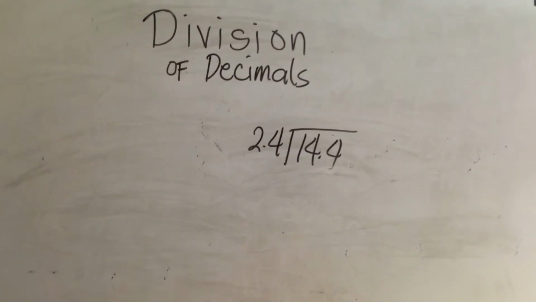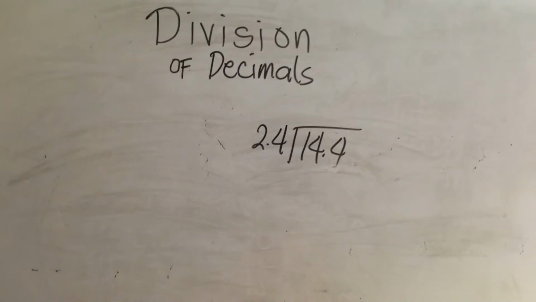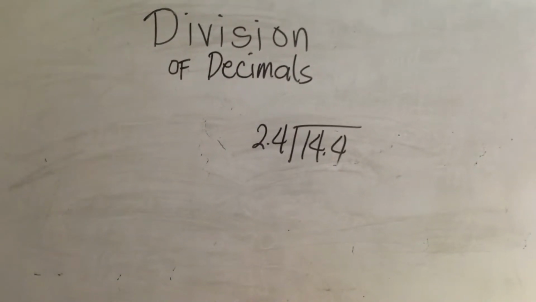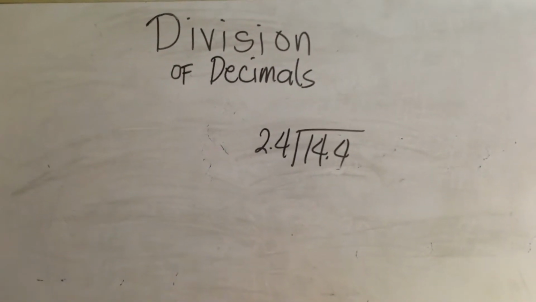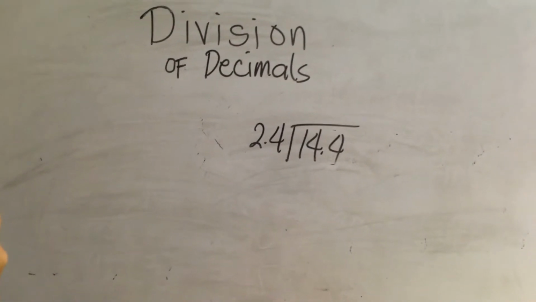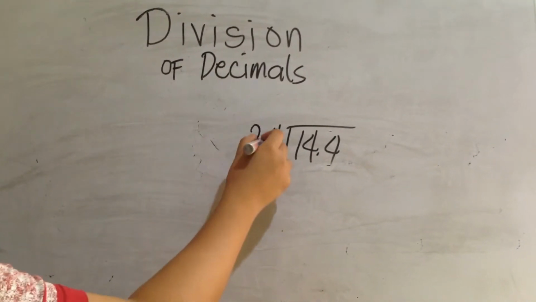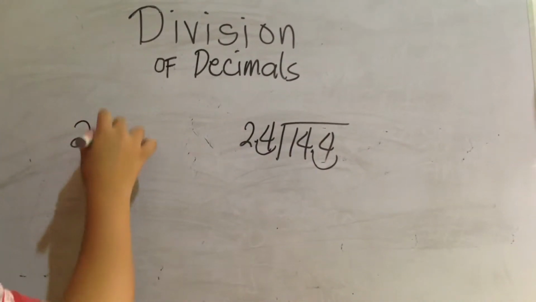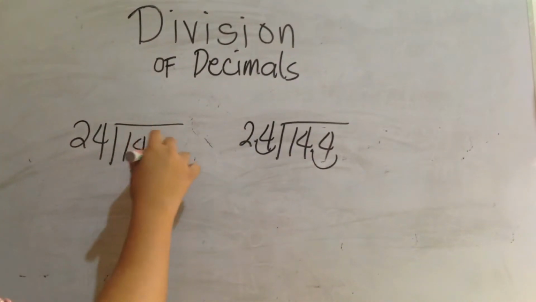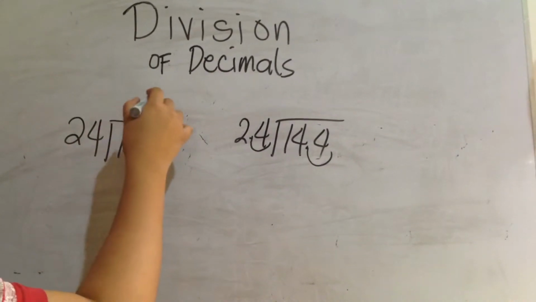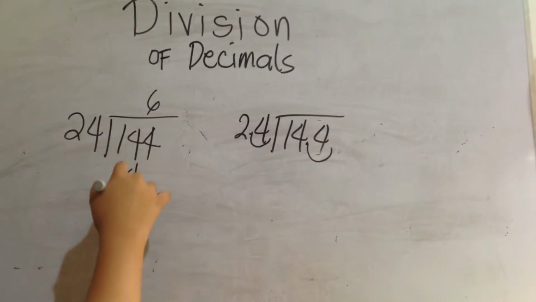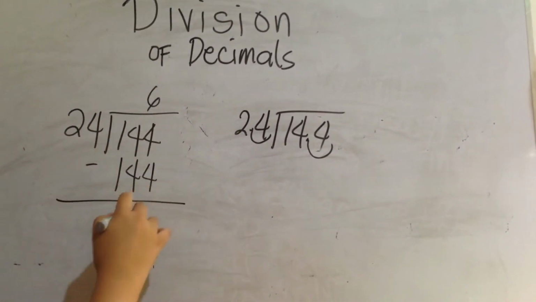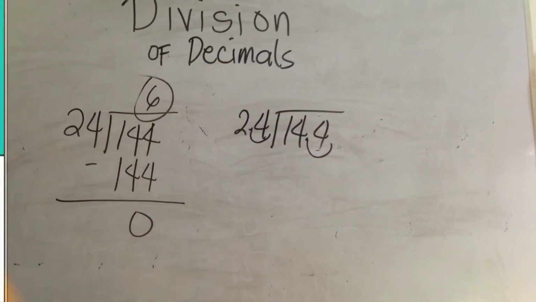In dividing decimals, if the divisor is not a whole number, move the decimal point to the right to make it a whole number. And move the decimal point in the dividend the same number of places. Then divide as usual. 144 divided by 20. The answer is 6.